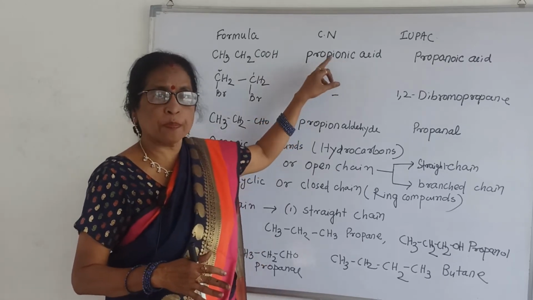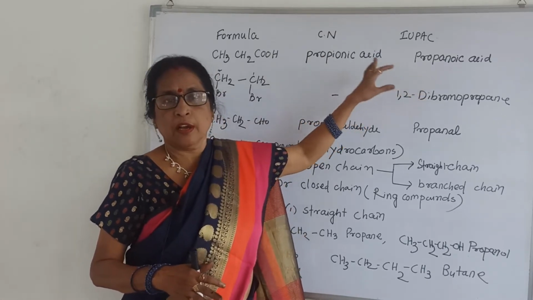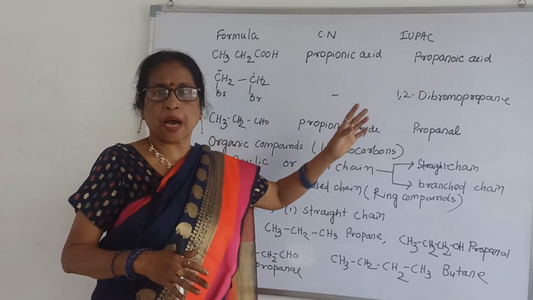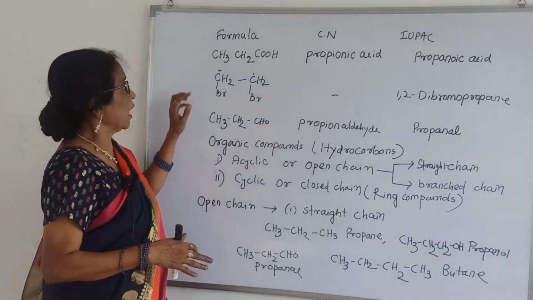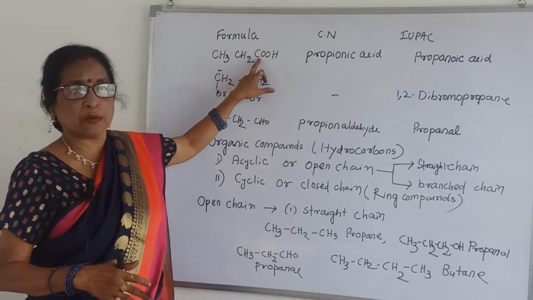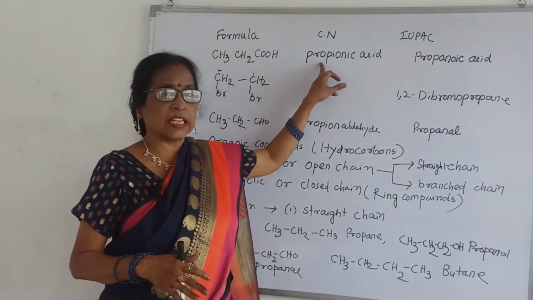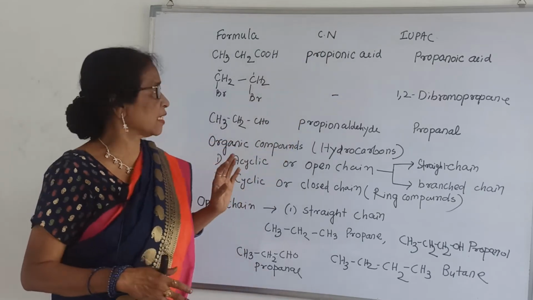Propionic, propanoic. Propanoic acid. CH3, CH2, COOH, including this carbon, total carbon 3. So propionic acid, that is propanoic acid.